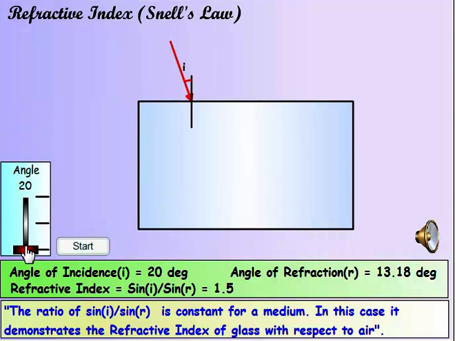When you use the slider to change the angle of incidence, you will find that the angle of refraction also changes. But in each case, if you take the ratio of the sine of the angle of incidence to the sine of the angle of refraction, it turns out to be a constant. This is called the refractive index and is constant for a medium with respect to another medium. The refractive index of glass with respect to air is approximately 1.5.